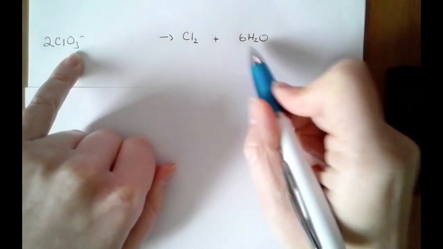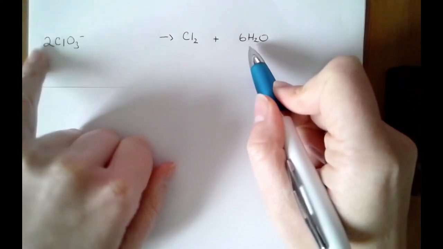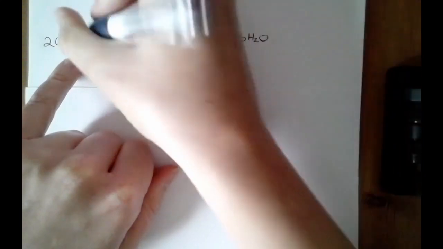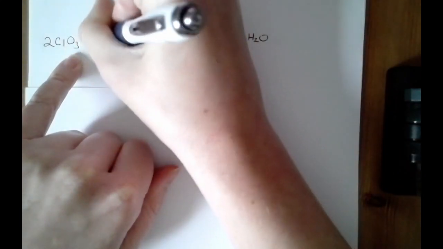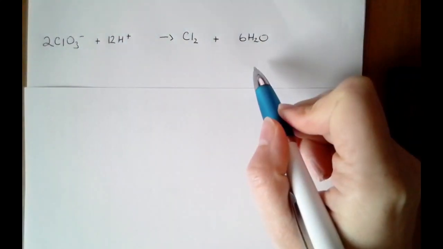But in doing so, I've now also introduced hydrogen to the right-hand side, 6 hydrogens in total, and I've got no hydrogens on the left. To balance those hydrogens under acidic conditions, I'm going to be adding H+, and in this case, I'm going to need 12 H+ in order to balance them.